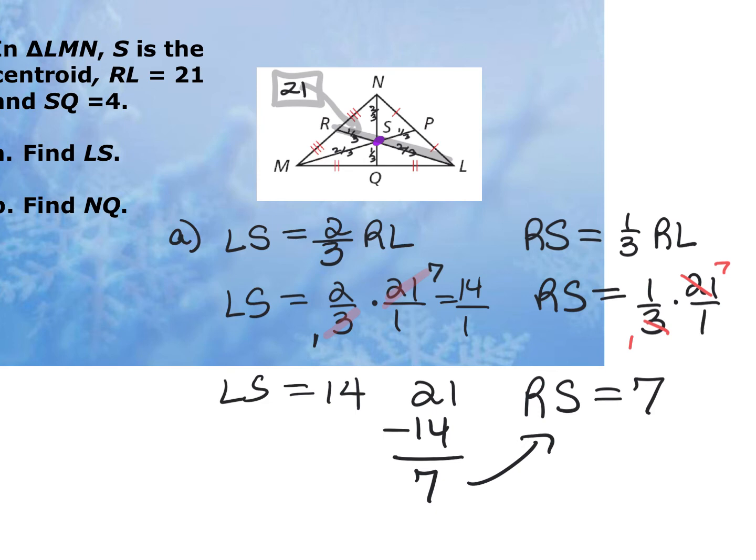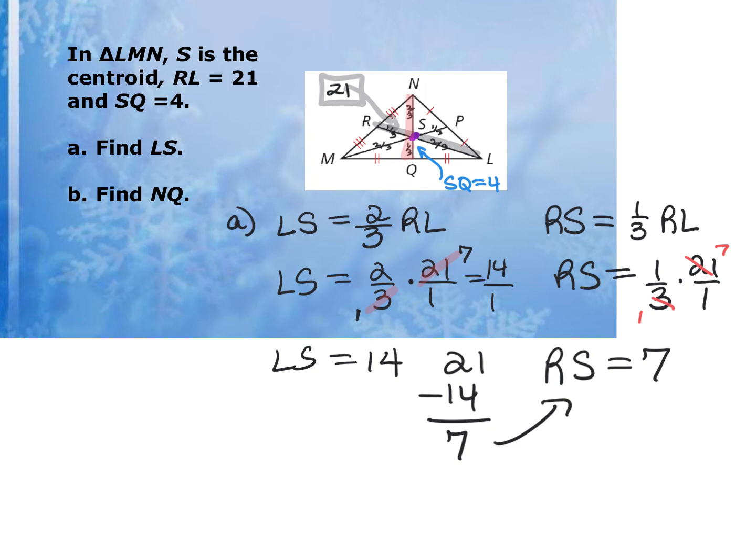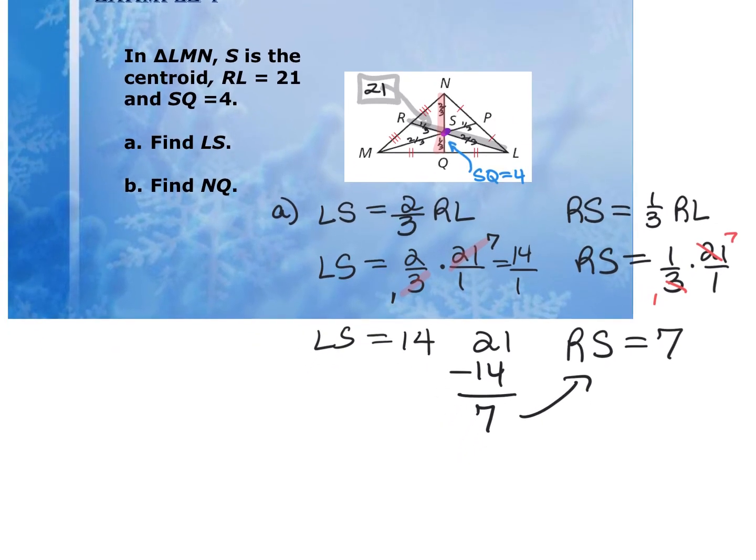This is a different median that we're going to work for. That median is up and down straight, this vertical line here. This time, in the beginning of the problem, they told me the length of SQ. SQ, this little piece here, I was told is equal to 4. So again, I'm going to use my 1/3, 2/3 thing. So for part B, I know that 1/3 of the length of NQ is going to be equal to SQ.